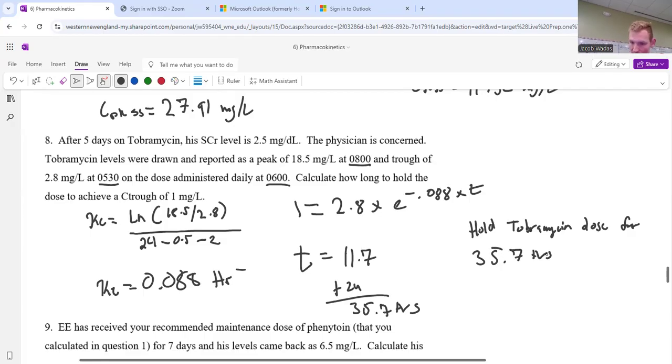But for the recommendation, we'll do the rest of those for: hold 35.7 hours after last dose given at 600. Any questions? Comments, concerns? Different answers? Looks good. I like it.